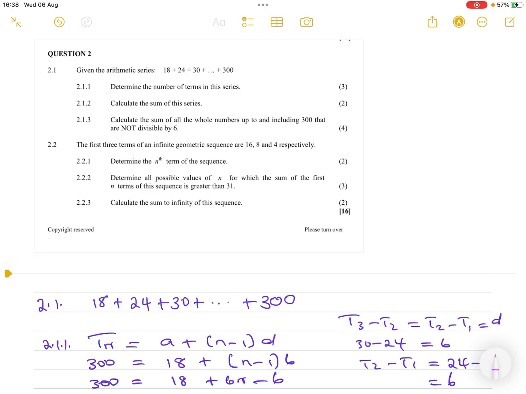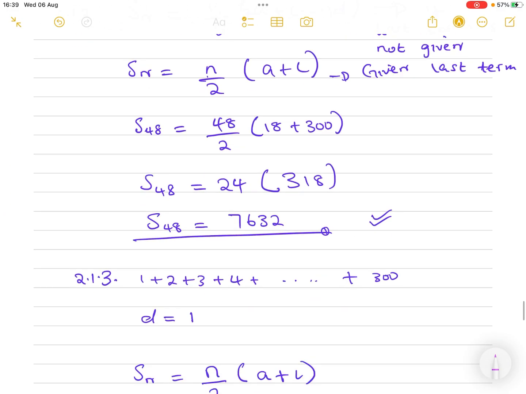Okay, and then the second question says: determine all possible values of n for which the sum of the first n terms of the sequence is greater than 31. There's a sum involved, and I am told that I'm working with an infinite geometric sequence. All right, what does this leave me with?